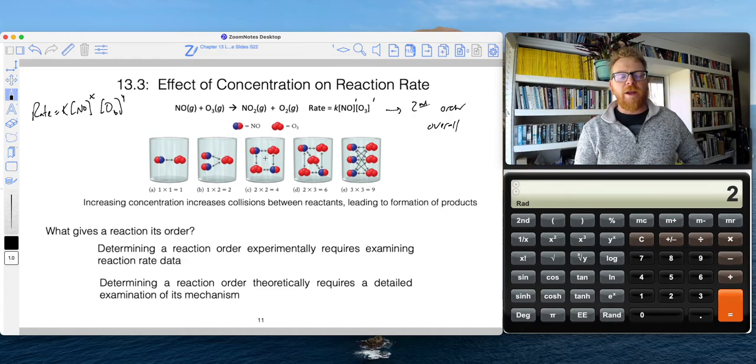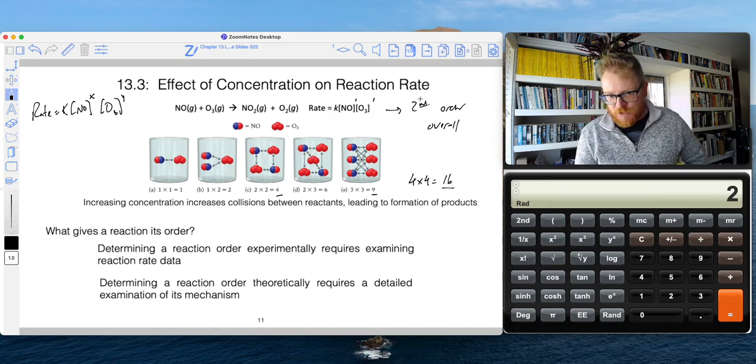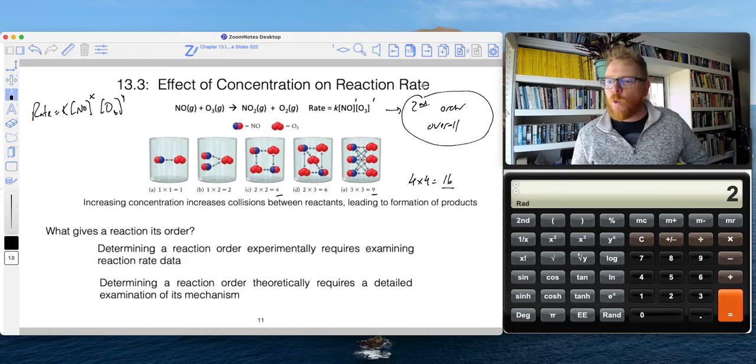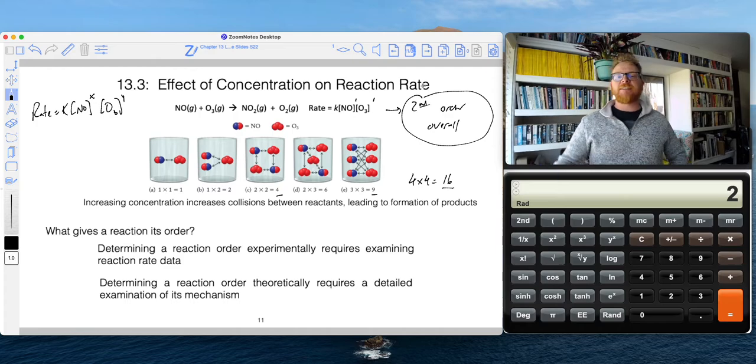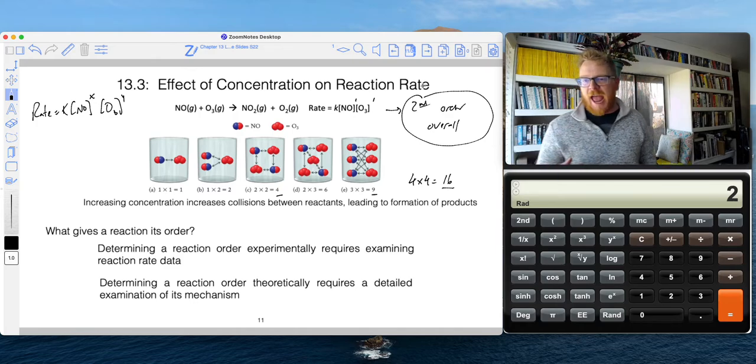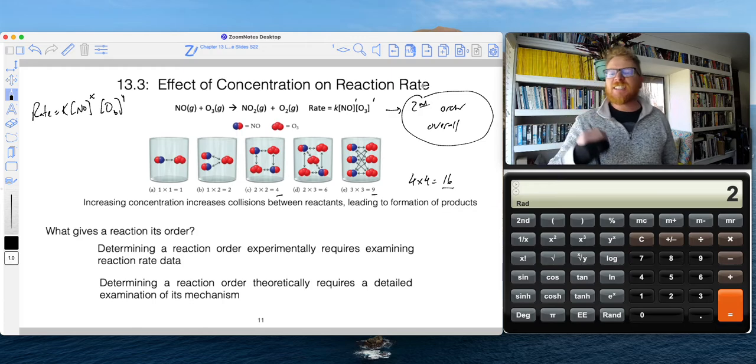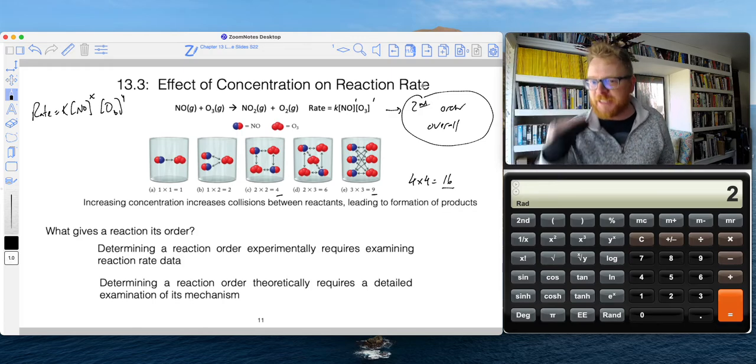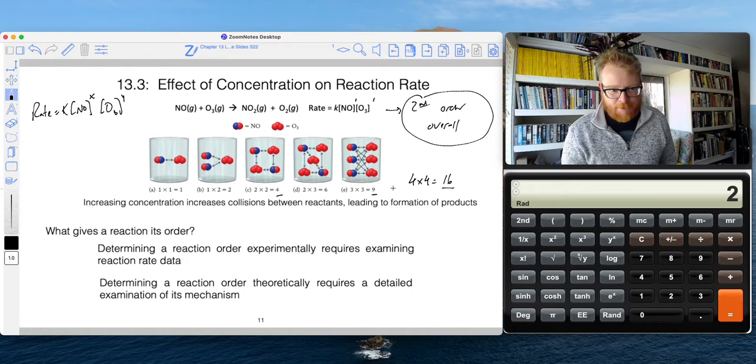Well, now, what if there were 2 and 2 of each? Well, if there were 2 NOs and 2 ozones, we can see that now that leads to 4 possible collisions. And if we had 3 and 3, that leads to 9 possible collisions. And if we had 4 and 4, that leads to 16 possible collisions. So that's where we see this second order overall, because if we increase the number of reactants by 2, it squares the number of collisions. Hopefully you can see that with this example, right?